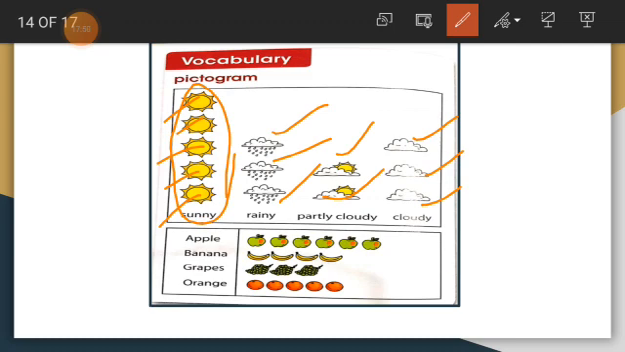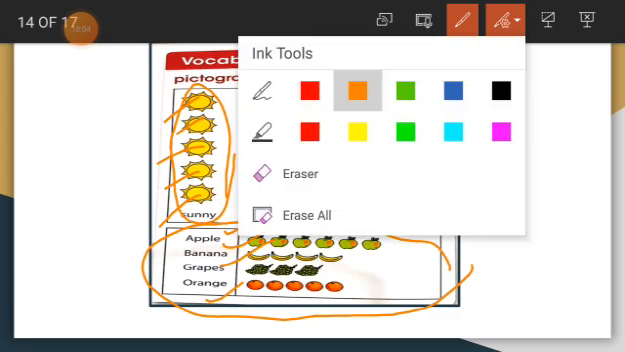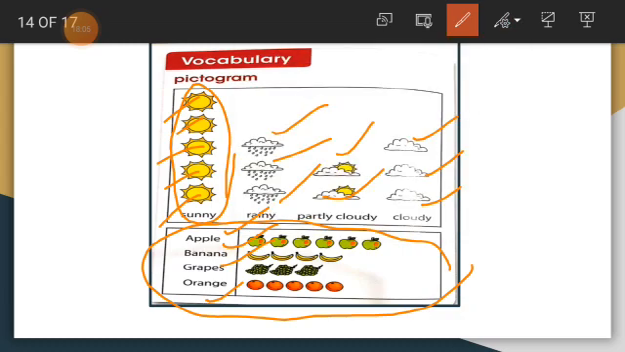Now can you see over here at the end there is one more graph. Here are the fruits: apple, banana, grapes and orange. Let's see how many people like apple. Let me take out one more color. Yes. See, apple. 1, 2, 3, 4, 5, 6. 6 people like apples. How many people like bananas? 1, 2, 3, 4. Yes, 4 people like bananas.